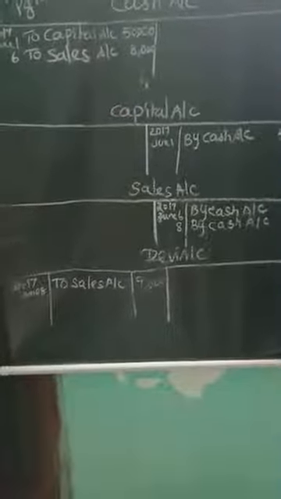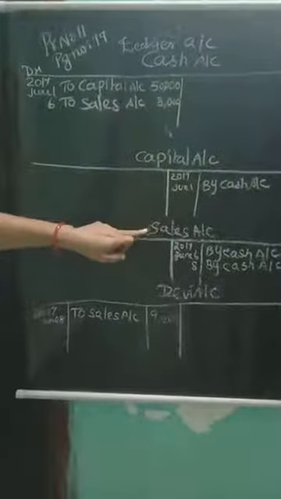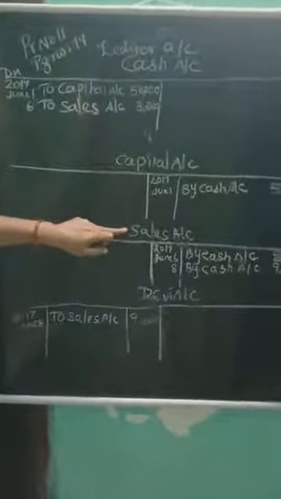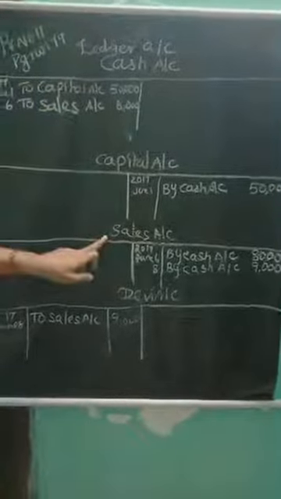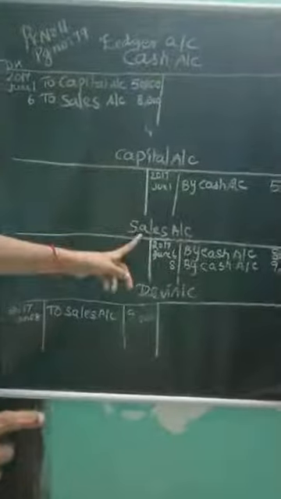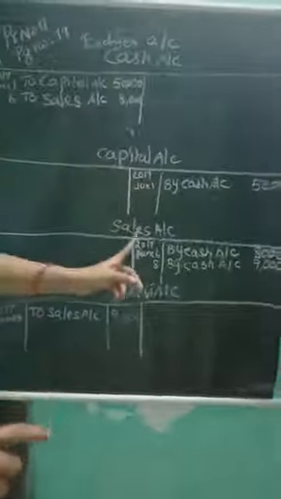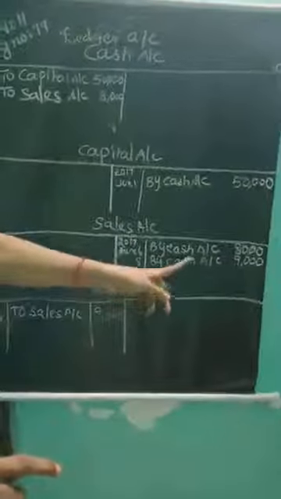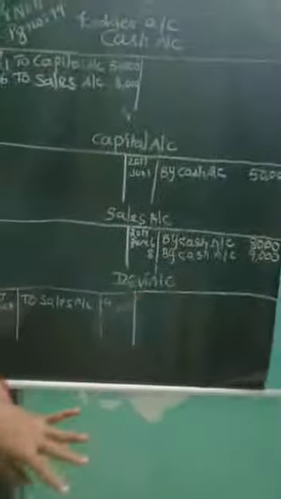Next entry, sold goods for cash rupees 8,000. So cash account debit to sales account. What accounts do we want to open? Cash account and capital account I have opened. The journal entry is cash account debit to sales account. The cash account I have already opened, so the sales account I have to open. In the cash account I have to debit sales, and in the sales account I have to credit cash. So this entry, are we all clear? Then let us move on to the next one.